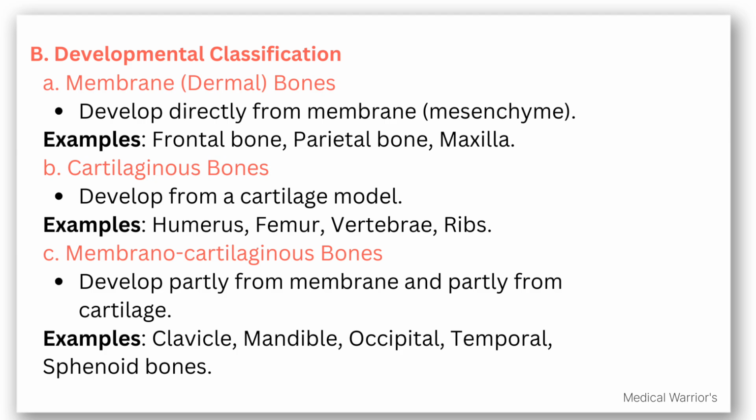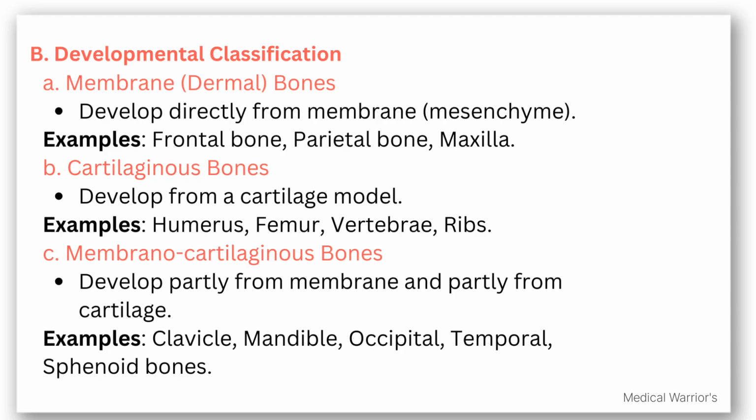And the second one is cartilaginous bones, which develop from a cartilage model, ossify in cartilage and are thus derived from replacement of a formed cartilaginous model. Examples: humerus, femur, vertebrae and ribs.